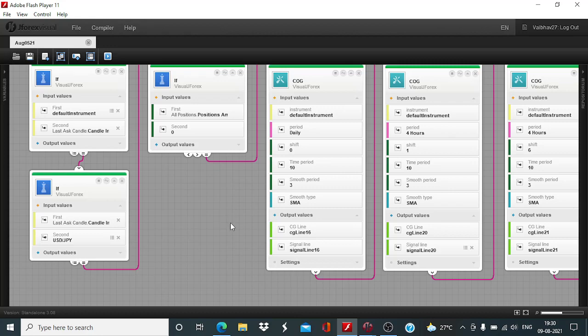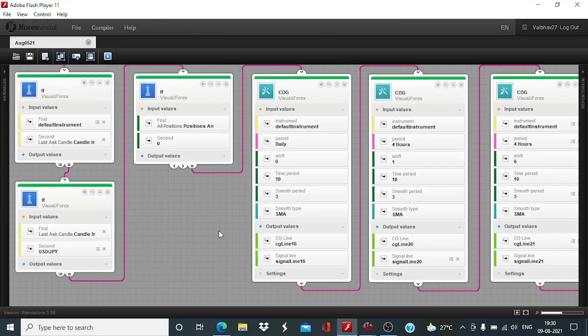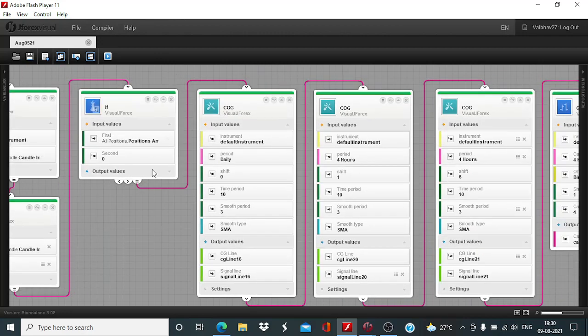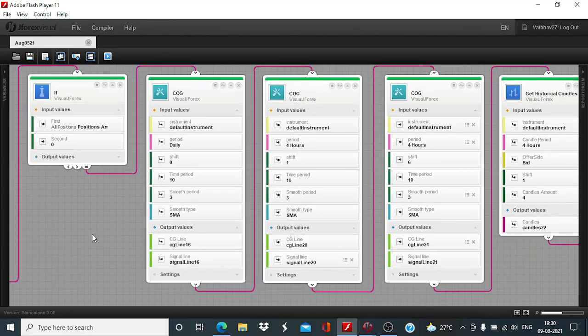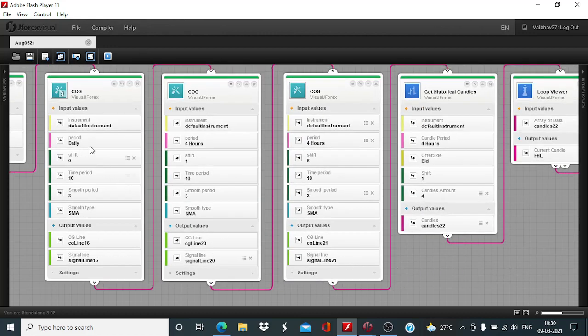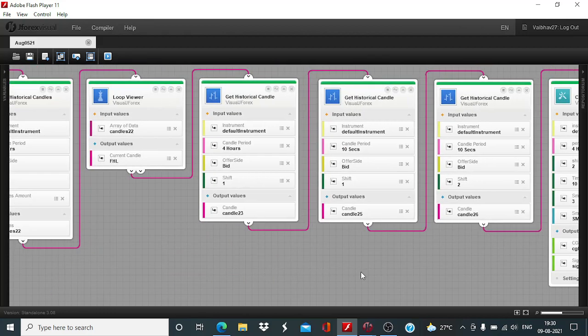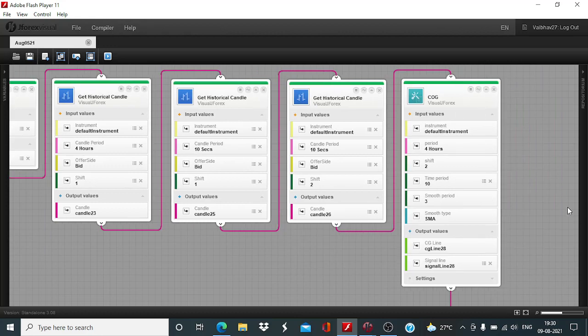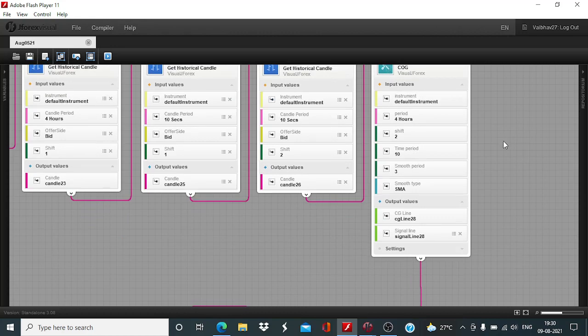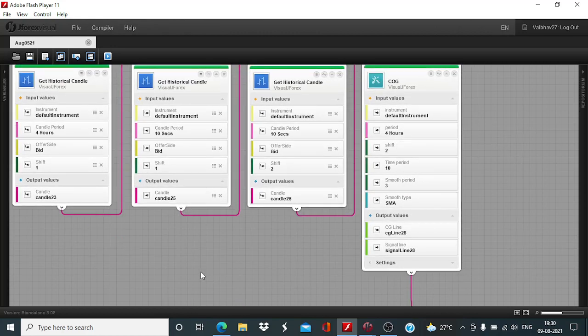In the prior two sessions, the developments so far have been carried out to include this instrument subscription. After that, the position amount was defined at 0. And I have added these center of gravity blocks. First one is of daily time period. And these two are of 4 hours, and one more is also. This also has a candle period of 4 hours.